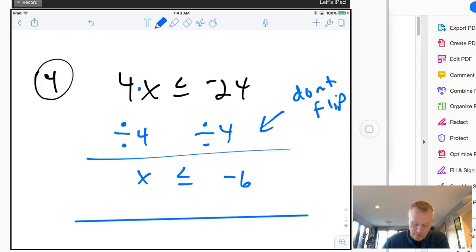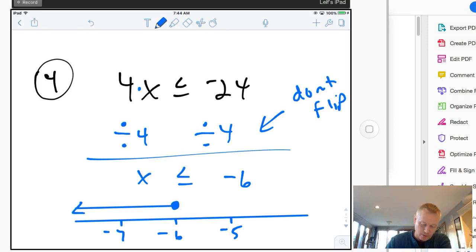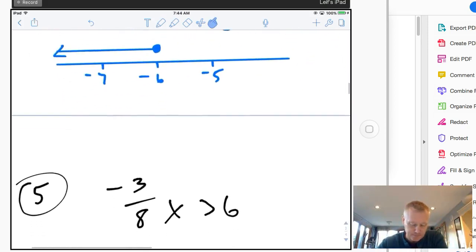Now I'm going to graph my number line. Here's negative 6, negative 7, negative 5. Less than or equal to will be a solid dot. And this is less than, which means it goes in that direction, to the left. Okay, and that's that answer.